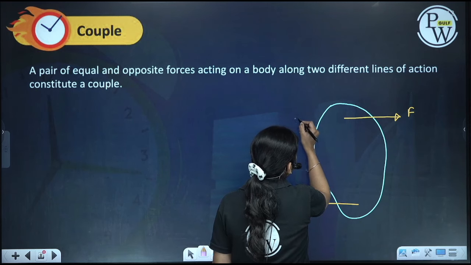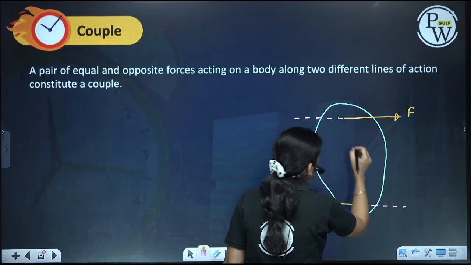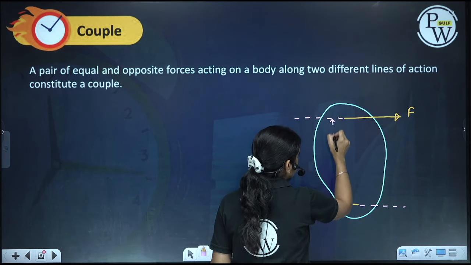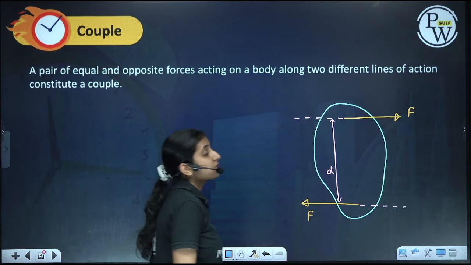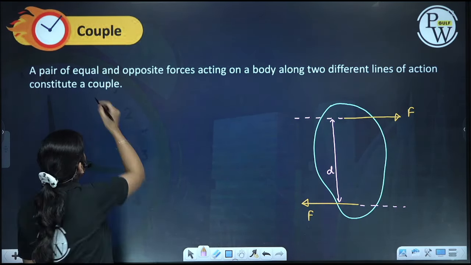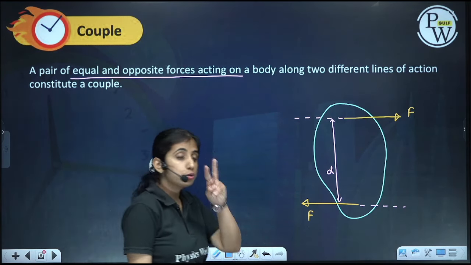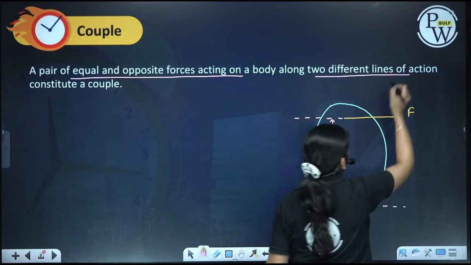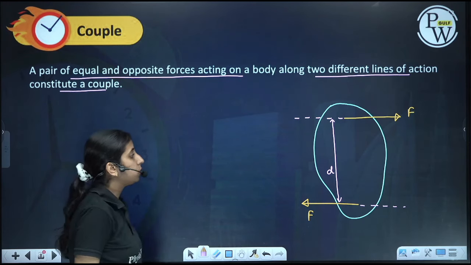Also, draw the lines of action of the two forces. The lines of action of the two forces are separated by some distance d, then these two forces constitute a couple of force. Two equal and opposite forces acting on a body along two different lines of action constitute a couple.